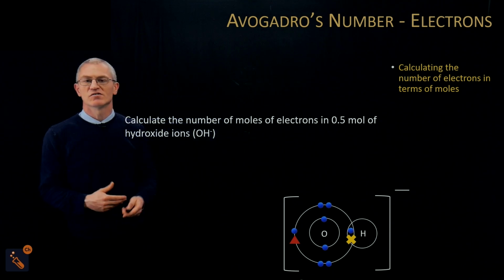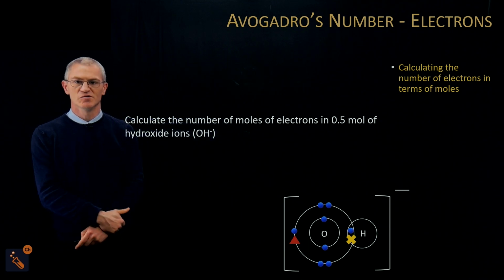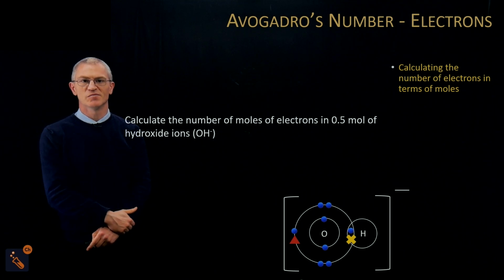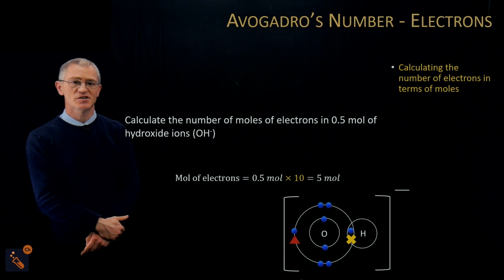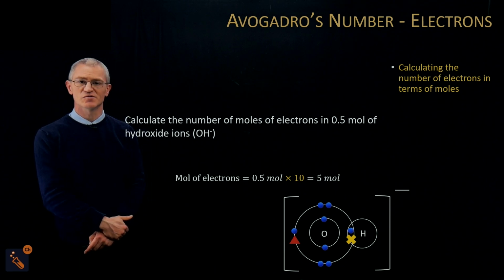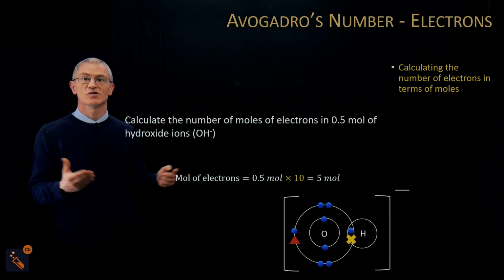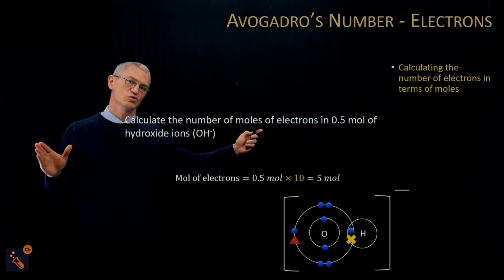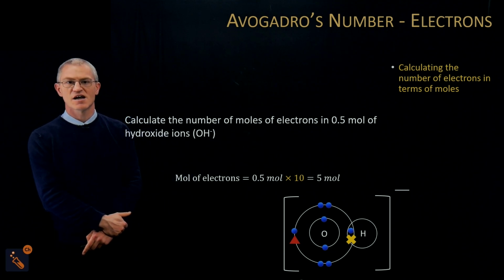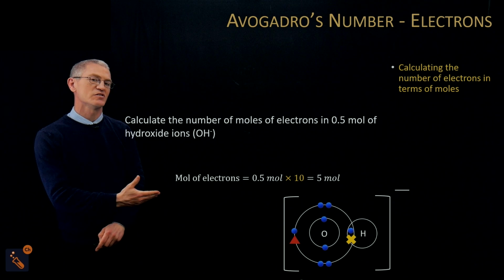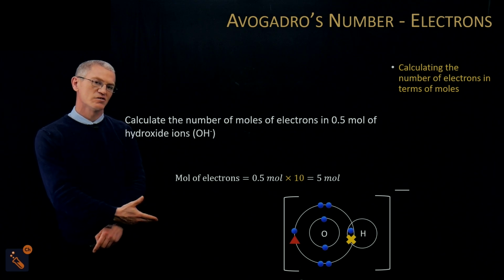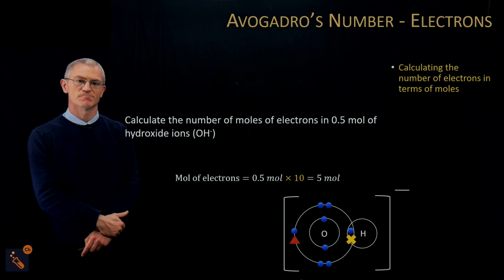But I haven't got 1 mole, I've got 0.5 moles. So all I have to do is take the 0.5 moles and times it by 10, because I have 10 electrons. So 0.5 times 10 is equal to 5 moles. If I have 0.5 moles, I will have 5 moles of electrons. That means 5 times 6.02 times 10 to the 23, a huge number. Okay, and it's as simple as that. You've got to decide that ratio by counting the number of electrons.